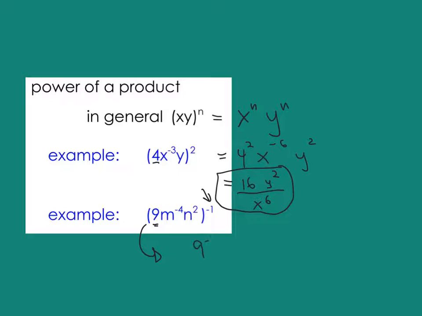So that's 9 to the -1. M is raised to the -4th already. So -4 times the -1 is going to be m to the +4th. And then n squared, 2 times -1 is -2. So now we'll just square away our positive negatives. 9 to the -1st comes down to be 9 to the +1st, or just 9. M to the 4th stays where it is. N to the -2 comes down to the bottom and becomes positive.